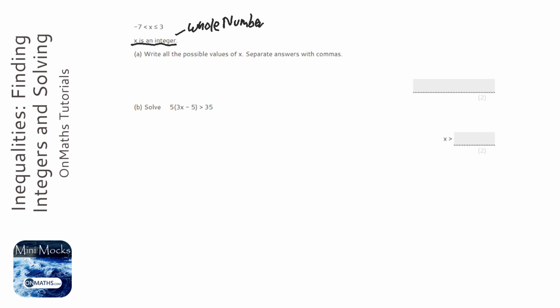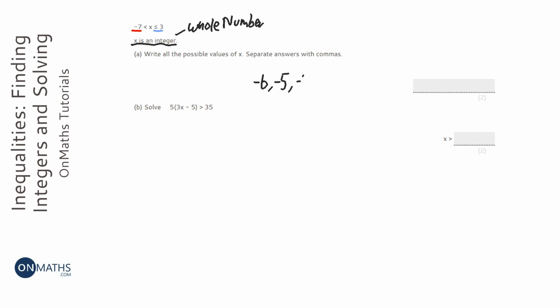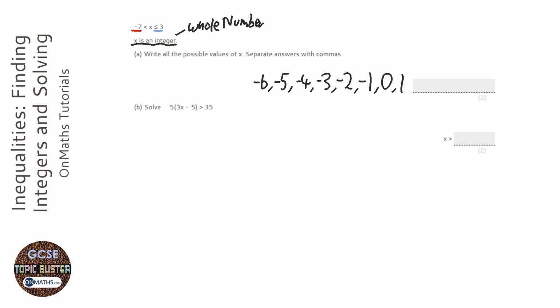Now, it says here x is greater than minus 7 and is less than or equal to 3. So when it asks you to write down all the numbers that's true for, let's have a think. If it's greater than minus 7, then it can't be minus 7. It can't be equal to it. So it's going to be minus 6, minus 5, minus 4, minus 3, minus 2, minus 1, 0, 1, and 2. Now let's have a look at the other one.